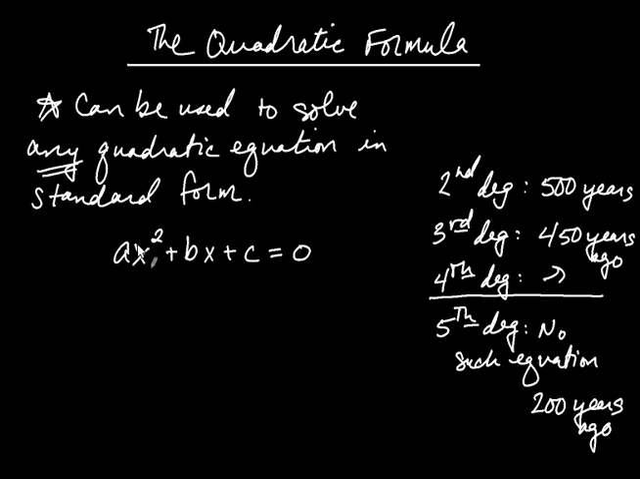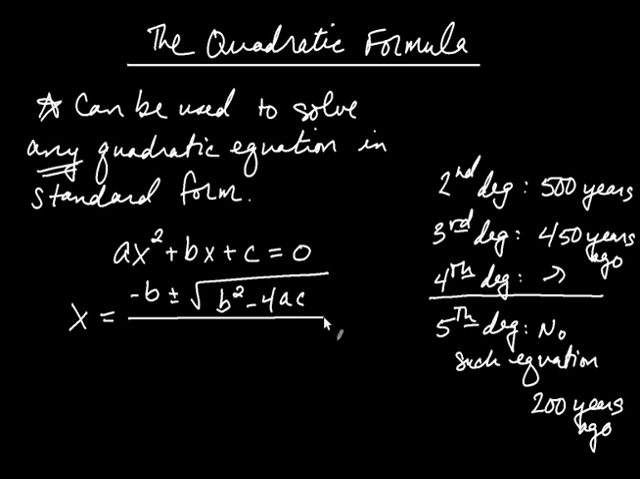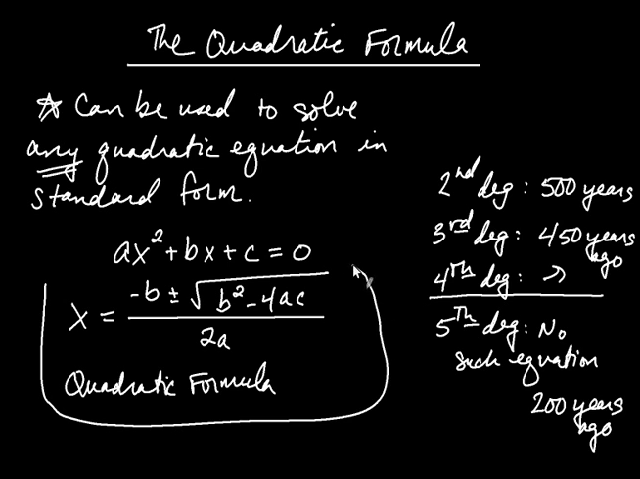And for a quadratic equation, here's the formula that gives you the solutions. It's x is equal to negative b plus or minus the square root of b squared minus 4ac, and then all over, you divide that whole thing by 2 times a. This is called the quadratic formula. Let's give that a box. So this formula was discovered, written down generally, about 500 years ago.